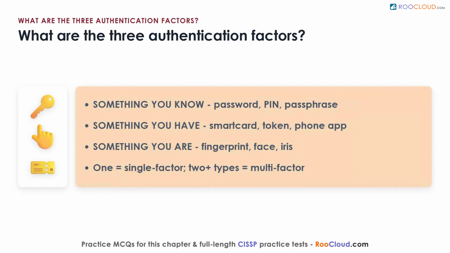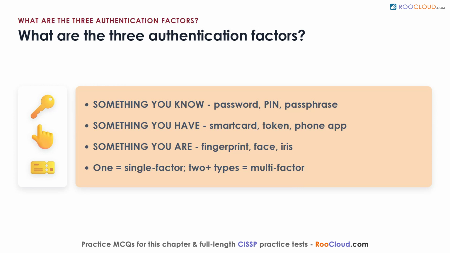What are the 3 factors you can use to prove identity? There are 3 primary categories, and they climb in strength. Something you know is a memorized secret, like a password, a personal identification number, or a passphrase. Something you have is a physical object you carry, like a smart card, a hardware token, or a phone running an authenticator app. Something you are is a biometric trait, like a fingerprint, a face scan, or an iris pattern.